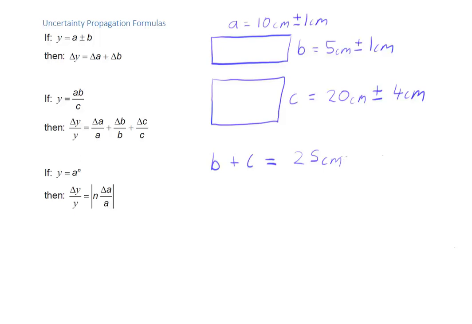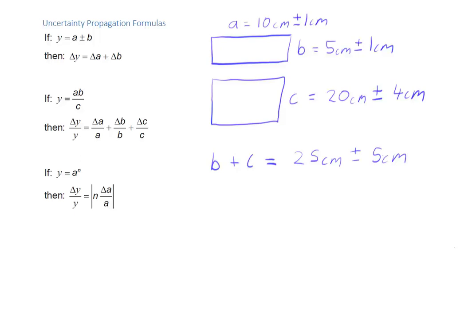In this case, I look at my first uncertainty formula, which says if y equals a plus b, which we have here, our total combined height is brick b plus brick c, then the uncertainty is just the sum of the uncertainties. So it'll just be the uncertainty in b plus the uncertainty in c. So 1 centimeter plus 4 centimeters is plus or minus 5 centimeters. So that is the uncertainty in their combined height.